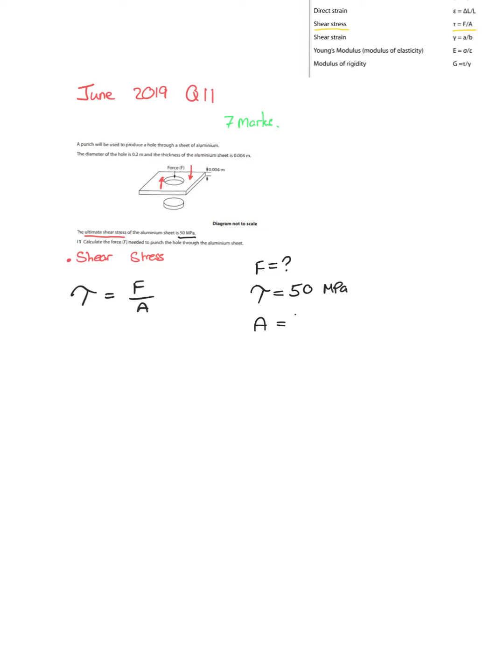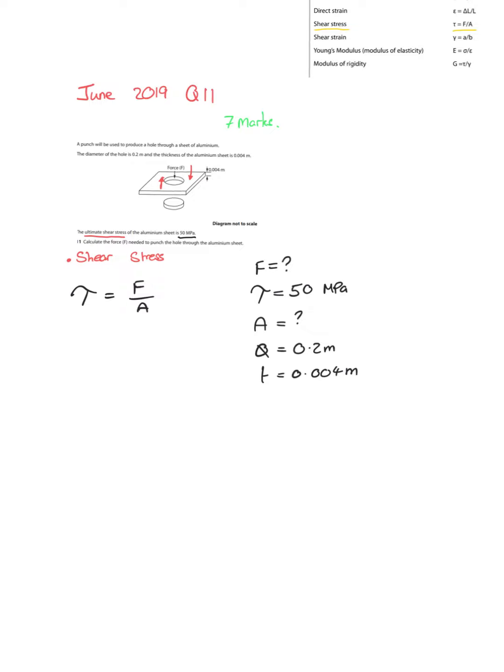Well, I don't know area, and we might have to have a bit of a think about what area we're dealing with. But what I do know is that the diameter of the hole is 0.2 meters, and the thickness t is equal to 0.004 meters.